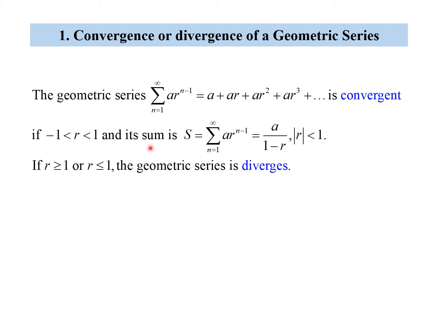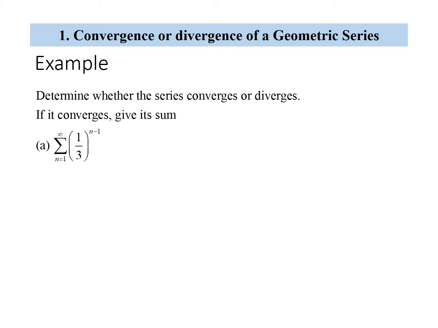Then we can find the sum of the series using this formula, which is a sub 1 over 1 minus r. But if our common ratio is greater than 1 or less than -1, then the geometric series is said to diverge. Now we determine whether the series converges or diverges, and if it converges, give its sum.